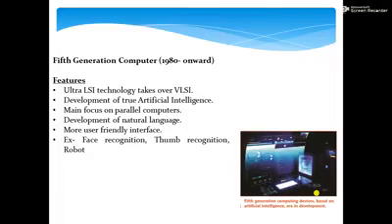Ultra LSI technology takes over VLSI. Ultra large scale integration technology takes over very large scale integration. VLSI technology becomes ULSI, ultra large scale integration. Next feature is development of true artificial intelligence.